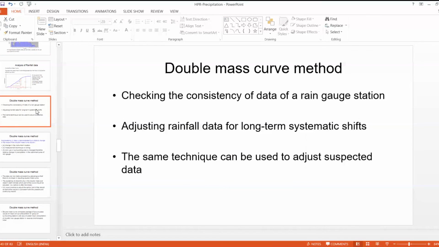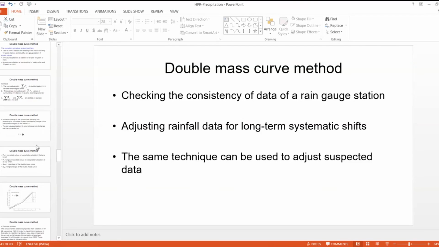Then consistency of rainfall: suppose due to a change in the land pattern, the rainfall changes. For constructing a hydraulic structure, we need 30-year rainfall data. But within this 30-year data, at a certain year the rainfall pattern has changed. That can be corrected by using the double mass curve method.